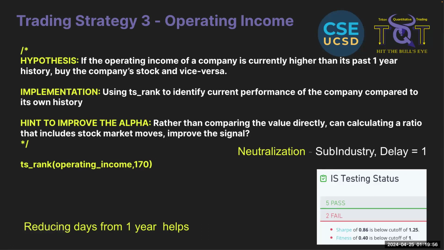So what extra thing I did was I reduced the days from 1 year just to see how it works. The original alpha they gave as an example had 252, but they also gave that hint that you should try to see what kind of past history works out best. So for us it was 170 that I thought is best, because that's like the recent 2/3 part. So that's about the operating income strategy.